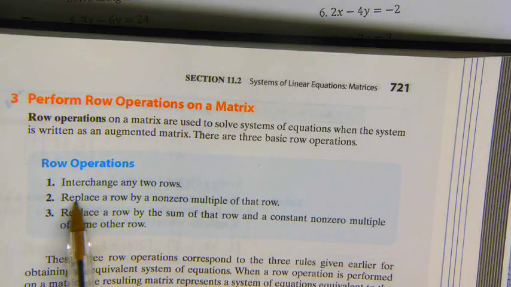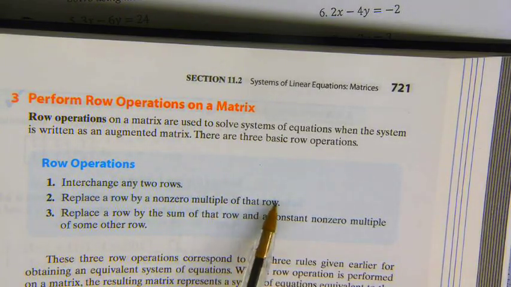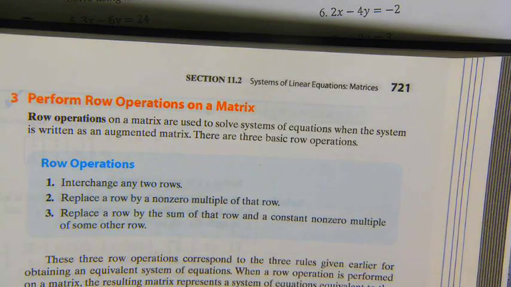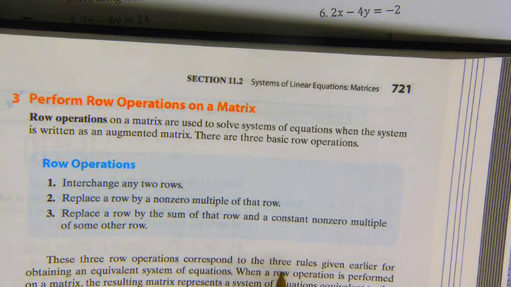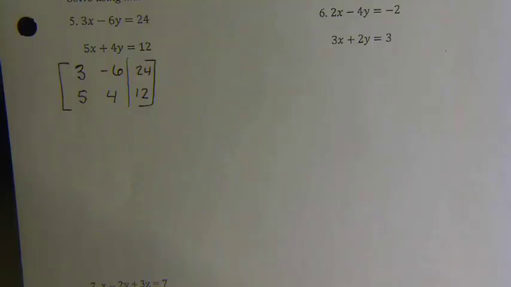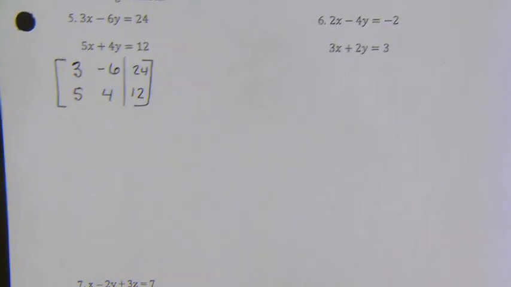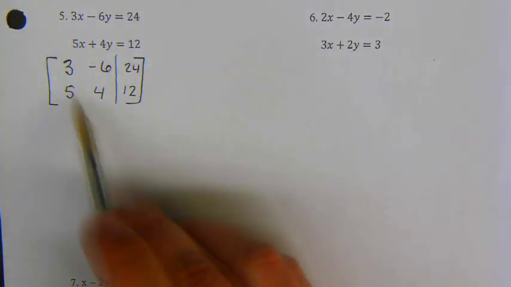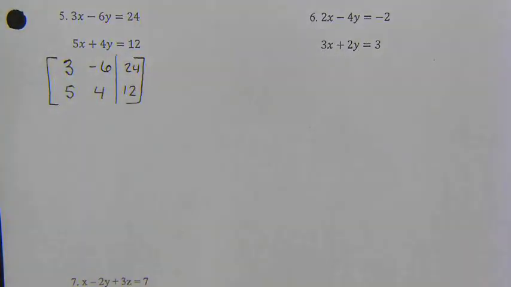Replace a row by a non-zero multiple of that row. That just means you can multiply the whole row by a certain number, besides 0, to get what you want. And that is what I'm going to do on this one. I'll show the third option when we get to it. But here, if I want to make this 3 a 1, I could just multiply that row by 1/3, or otherwise divide it by 3.